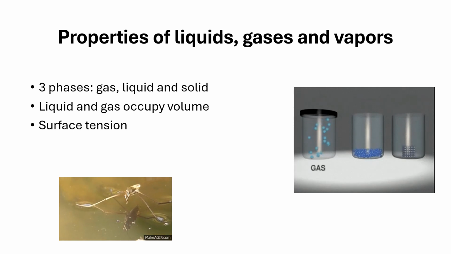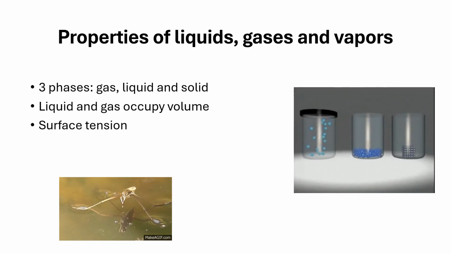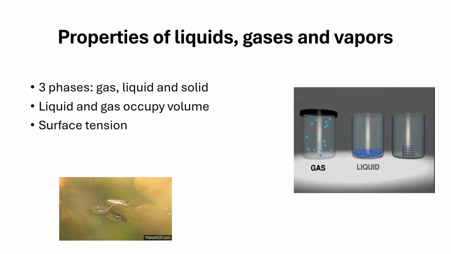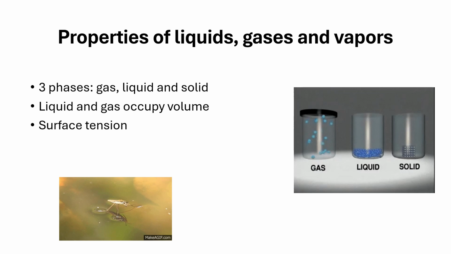So let's talk a little bit about the properties of liquids, gases, and vapors. There are three main phases, which include gas, liquid, and solid. The liquid and gas do occupy the same volume. So what about the surface tension? Surface tension is a property of liquids which allows them to assume a shape that has the least amount of surface area. The surface tension is created by so-called van der Waals forces, which are the sum of attractive and repulsive forces between molecules.